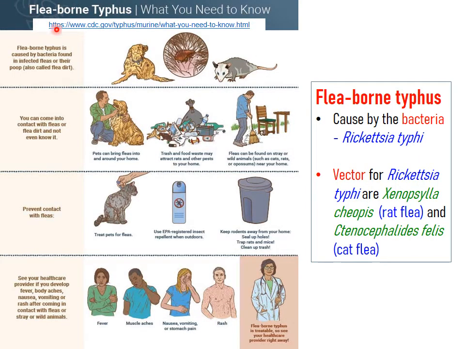This is an infographic about flea-borne typhus. Flea-borne typhus is caused by the bacteria Rickettsia typhi. Now, where does Rickettsia typhi come from? It requires a vector, and this bacteria has two vectors. The rat flea is a vector for it, so is the cat flea, giving rise to the disease called flea-borne typhus.